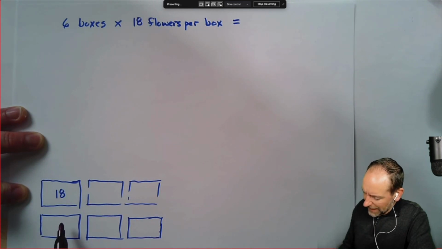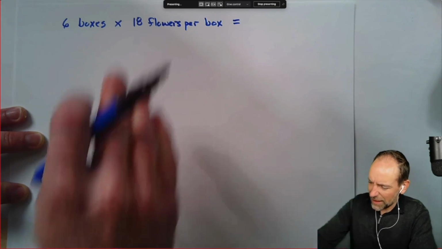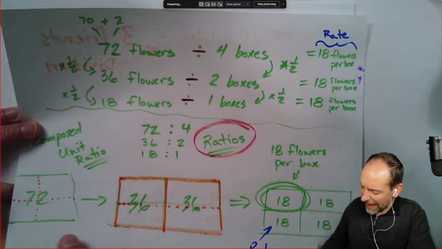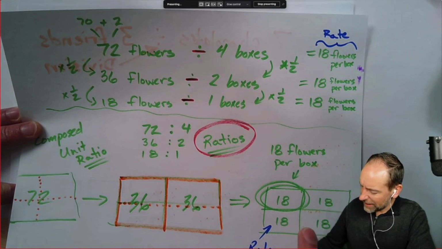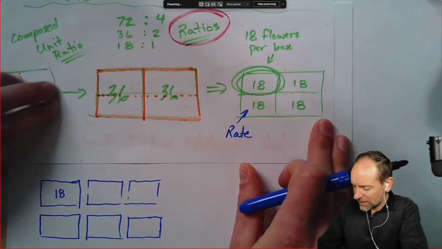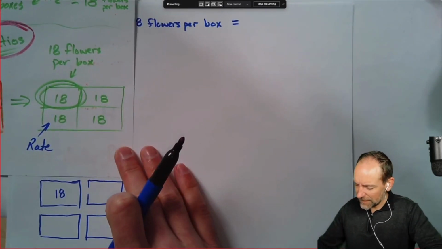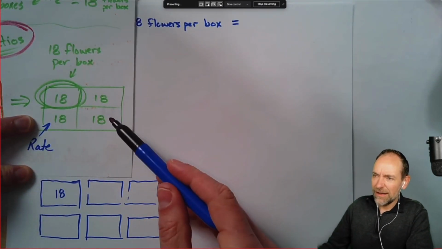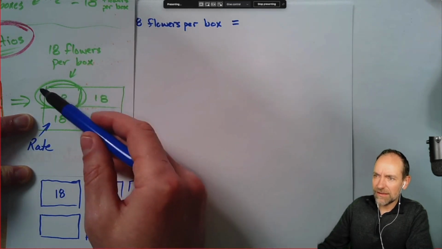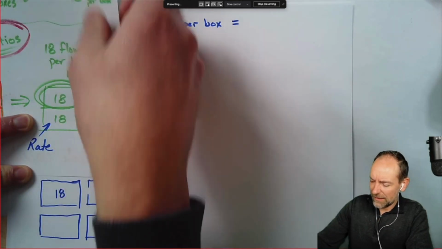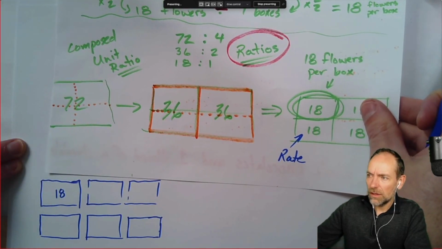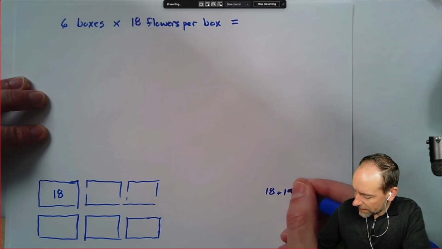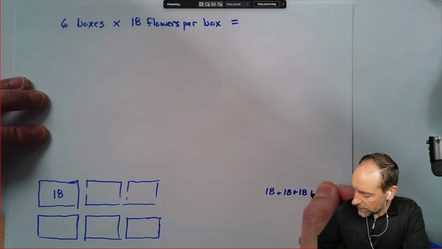I'm wondering, is there something I could do? I'm going back here and thinking you had this strategy of halving, but it's almost like, am I wrong if I say, something I know from before is that 4 boxes of 18 was 72. I wonder if that helps. And honestly, that totally works.